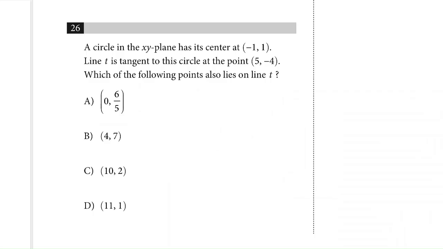A circle in the xy plane has its center at -1, 1. Line T is tangent to this circle at the point 5, -4. Which of the following points also lies on line T? I like to go ahead and sketch this out.